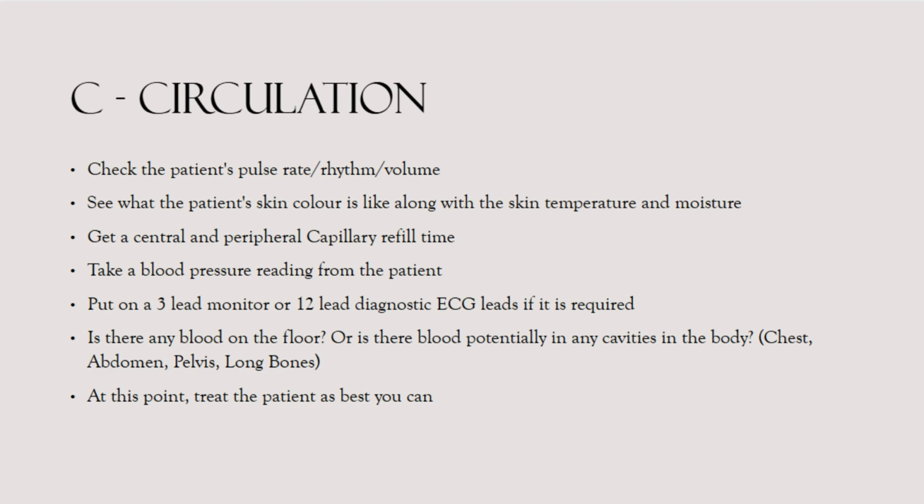Next, we move on to C, which is circulation. Check the patient's pulse rate, rhythm, and volume. See what the patient's skin colour is like, along with the skin temperature and moisture. Get a central and peripheral capillary refill time. Take a blood pressure reading from the patient. Put on a 3-lead monitor or a 12-lead diagnostic ECG if it is required. Check for any blood. Is there any blood on the floor? Is there any blood potentially in the cavities of the body, such as the chest, the abdomen, the pelvis, in the long bones? At this point, treat the patient the best you can.